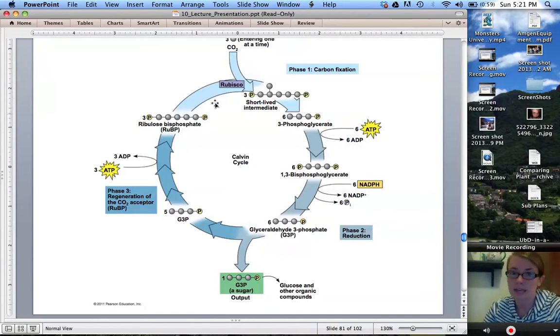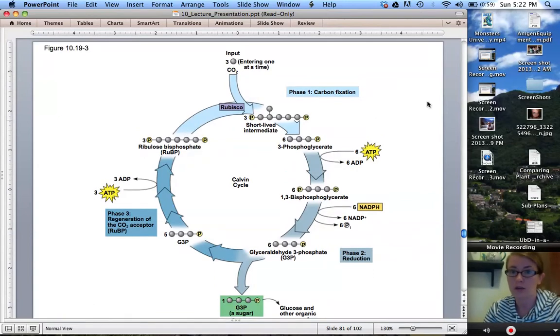So the 3 steps of the Calvin cycle are carbon fixation, where 3 carbon dioxides come in, they get fixed to 3 different RuBPs by Rubisco. At the end of carbon fixation, we have 6 3-carbon molecules. We have 18 carbons altogether. Then those 6 3-carbon molecules get reduced through ATP and NADPH to 6 G3Ps. This is the final product of the Calvin cycle. So we have 18 carbons, 3 of those leave as 1 G3P, and then we have 5 G3Ps left over. Those G3Ps get regenerated into 3 RuBPs with the help of 3 ATP during regeneration of the CO2 acceptor. And that is what you need to know about the Calvin cycle.